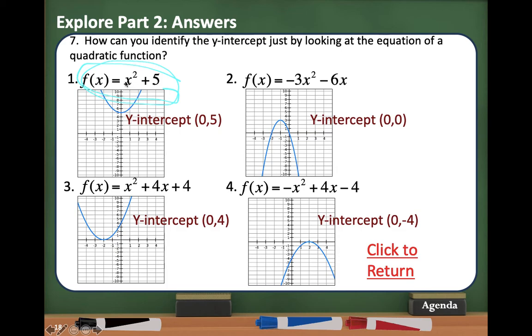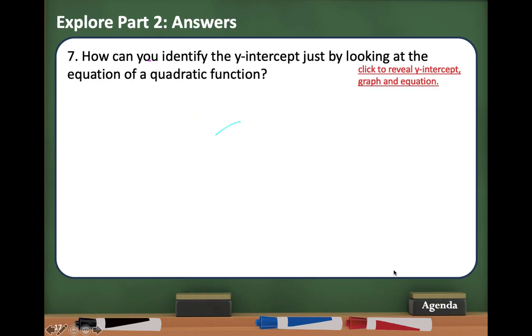Look at the function, x squared plus 5. Look at the y-intercept. X squared plus 4x plus 4. Look at the y-intercept, 0, 4. Negative x squared plus 4x minus 4. Look at the y-intercept. Negative 3x squared minus 6x. Look at the y-intercept. Equation, y-intercept. Equation, y-intercept. So is there a way to know the y-intercept before you do it?